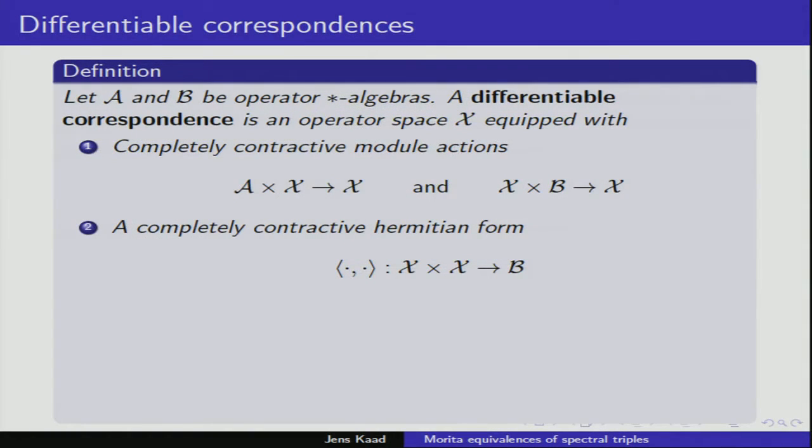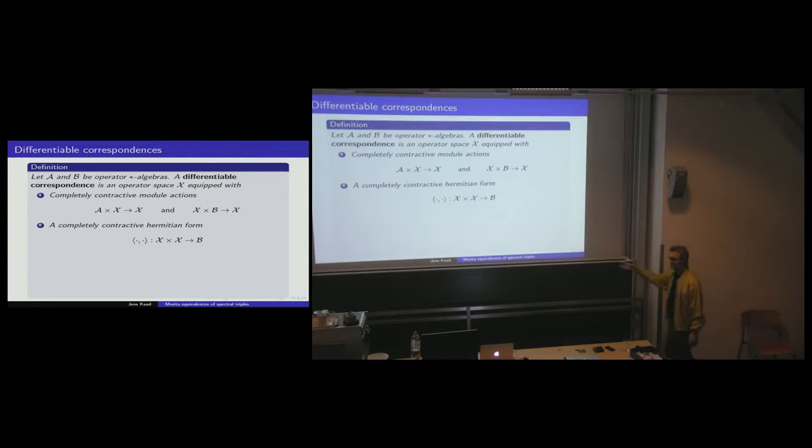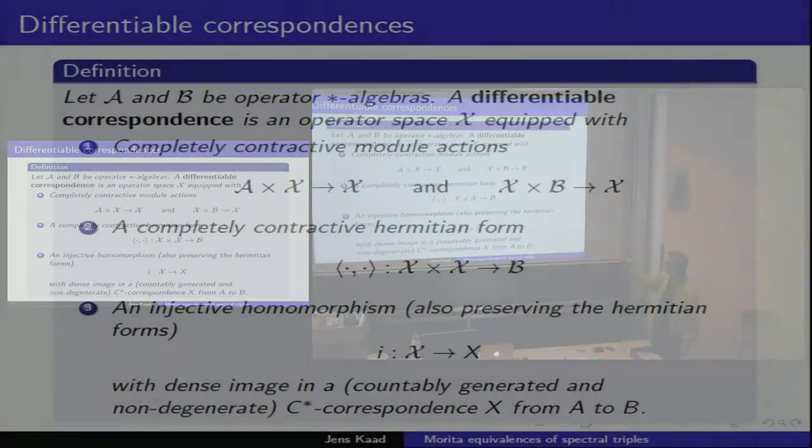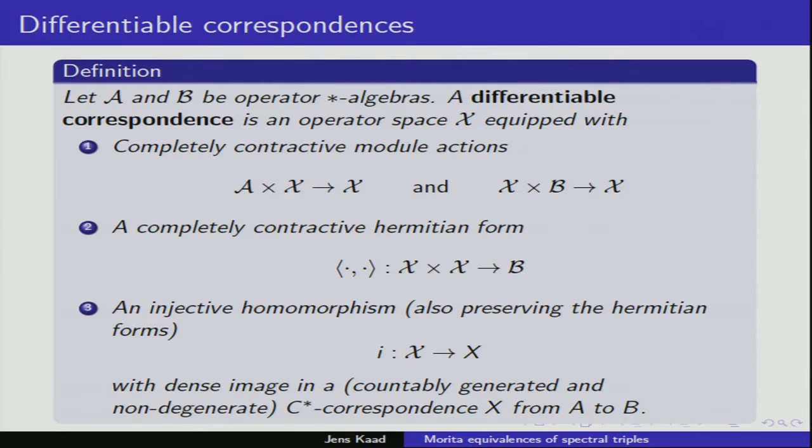And then you have this Hermitian form. So you have a Hermitian form with values in B, and this Hermitian form has to satisfy the Cauchy-Schwarz inequality, and it has to satisfy it for all matrices over X. So there's also a Hermitian form from n by n matrices with entries in X to n by n matrices with entries in B, and all of these have to satisfy the Cauchy-Schwarz inequality.